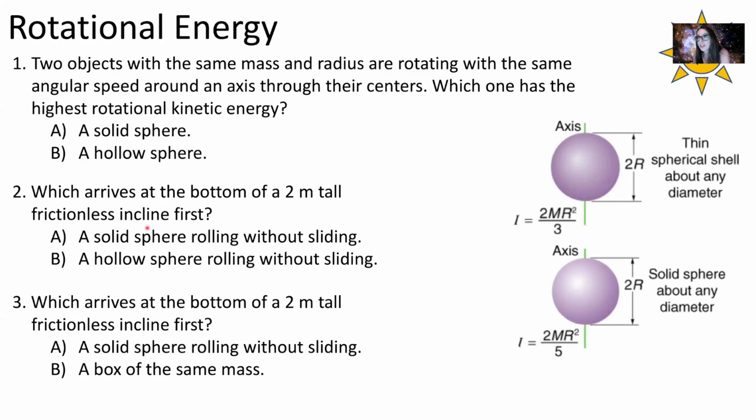So the one that reaches the bottom of the incline first is going to be the one that has the smallest rotational kinetic energy. The one that takes the longer time to reach the bottom of the incline is going to be the one that has the largest rotational kinetic energy.